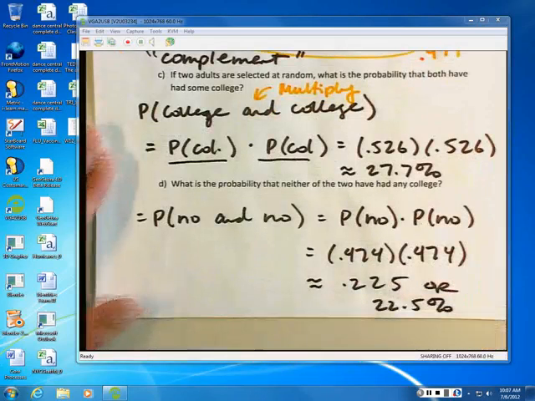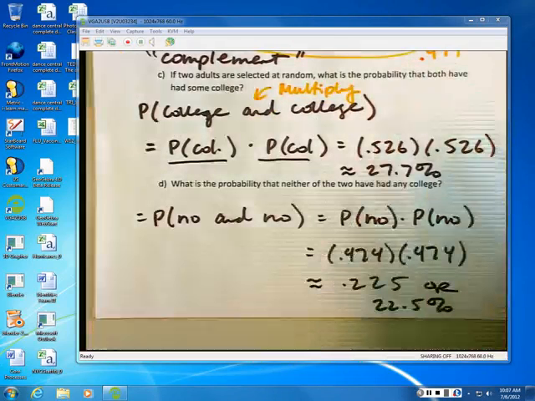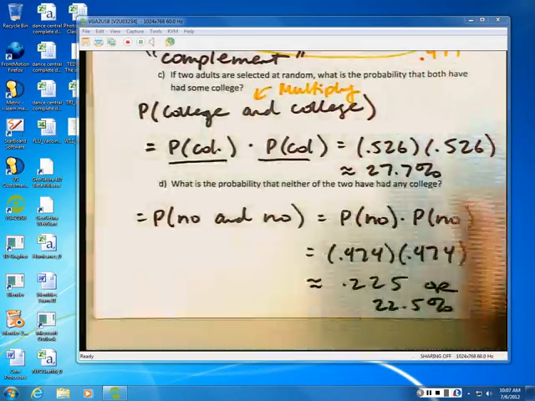22.5%. So I think these empirical probabilities are easier because I use those percentages, and I don't need to figure out how many are in my sample space. I'm just basing everything on these percentages. So that's the empirical probability.